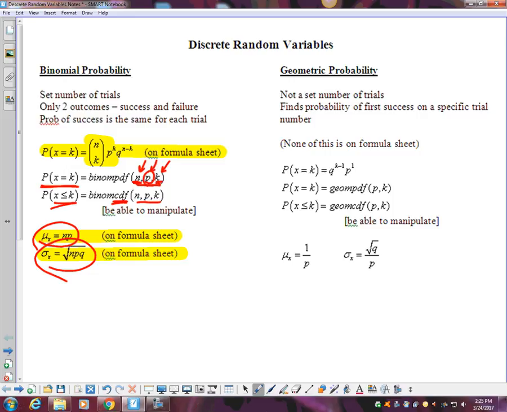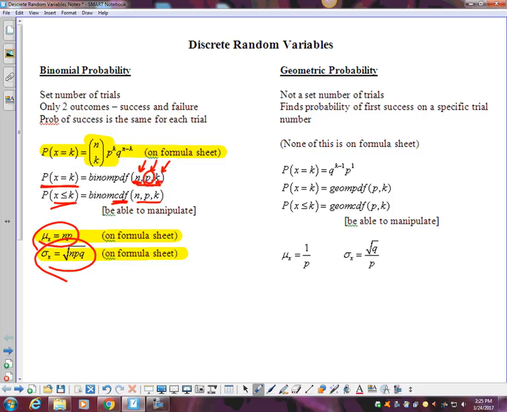Geometric probability will be on your AP exam, but there's nothing about it on your formula sheet, so this stuff you have to memorize. You do not have a set number of trials. It finds the probability of the first success on a specific trial number.